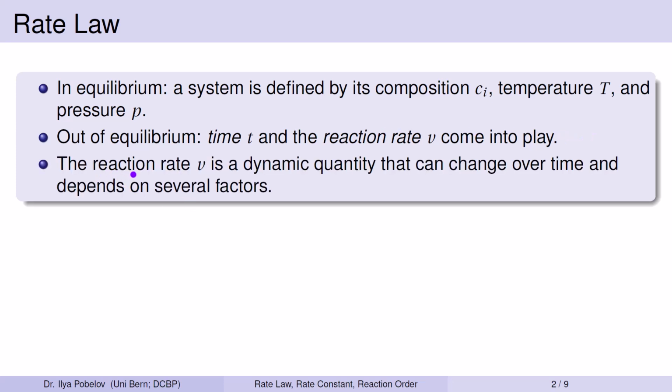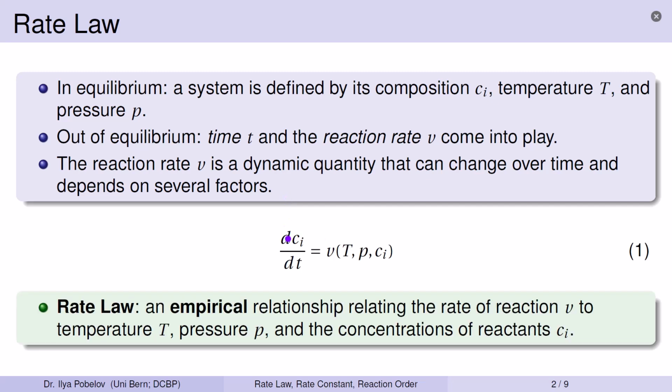This rate is a dynamic quantity that can change over time and depends on several factors. For homogeneous reactions, the reaction rate is often described by an empirical relationship known as the rate law. This law relates the rate of reaction to temperature, pressure, and the concentration of reactants.